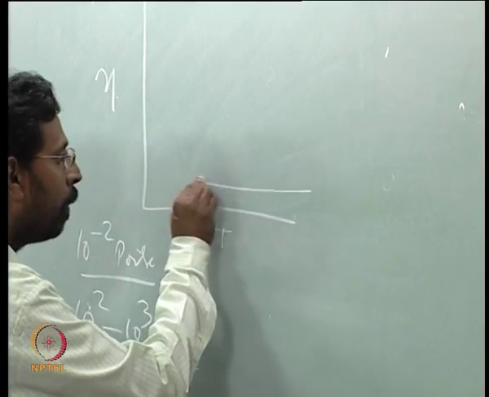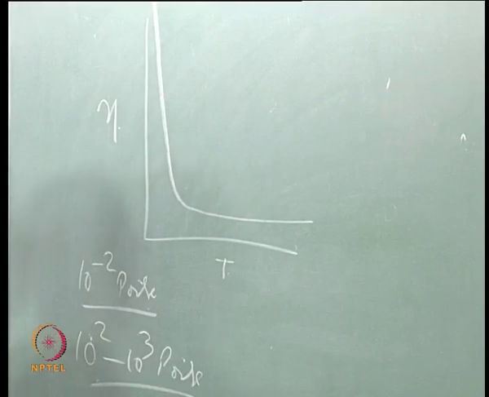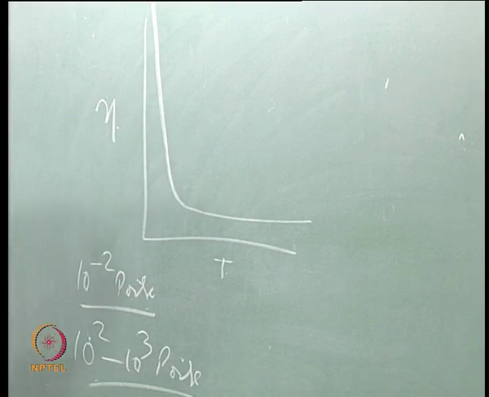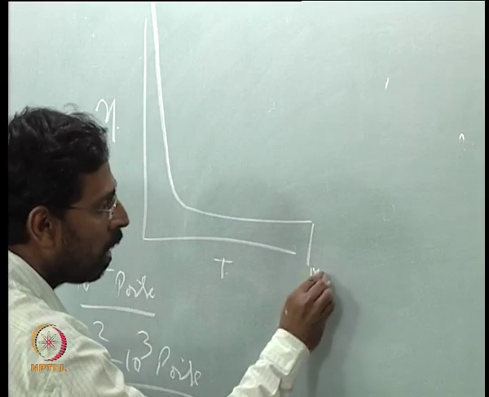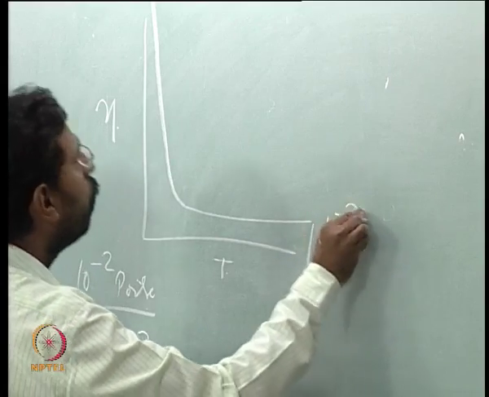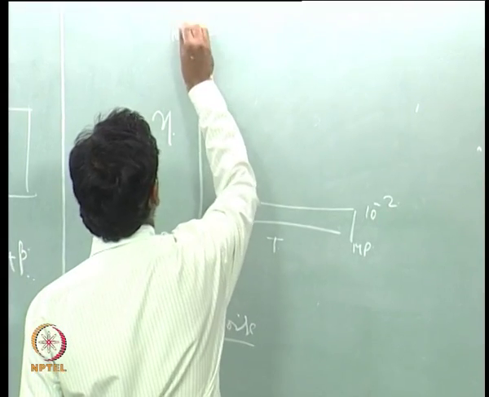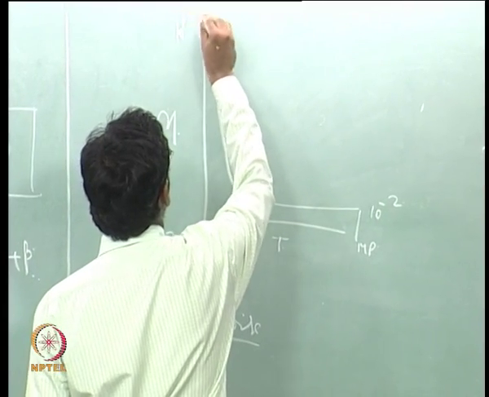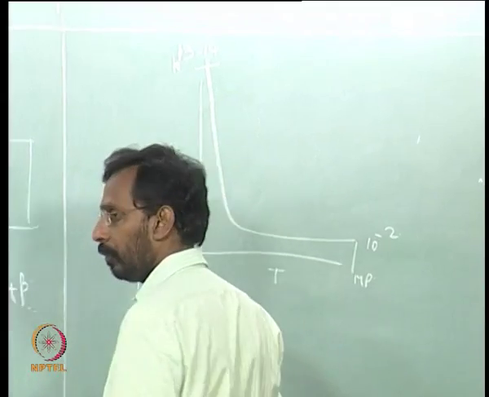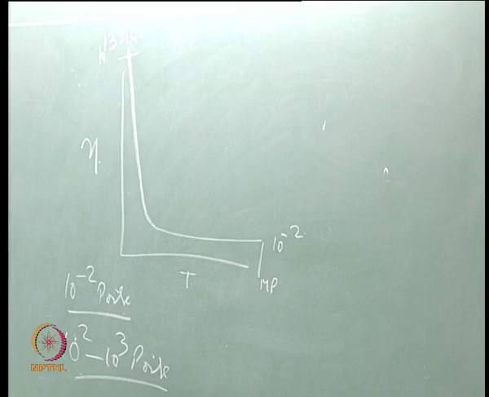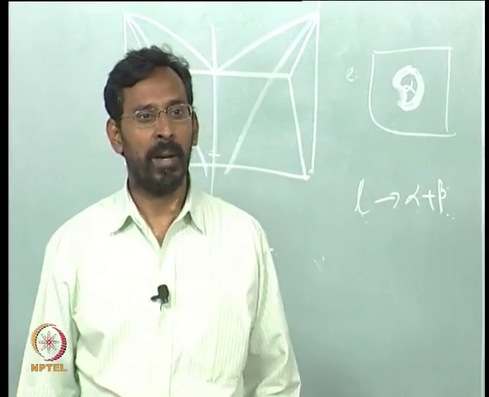viscosity changes with temperature, you will see the viscosity changes almost like this. This is starting from about melting point 10 to the power minus 2, and it goes to a temperature level of around 10 to the power 13 to 10 to the power 14 poise, and this 10 to the power 13 poise is a kind of viscosity of solids.